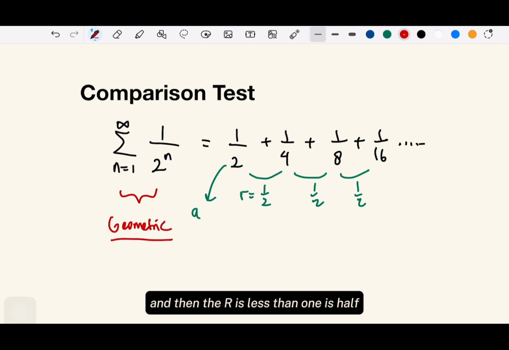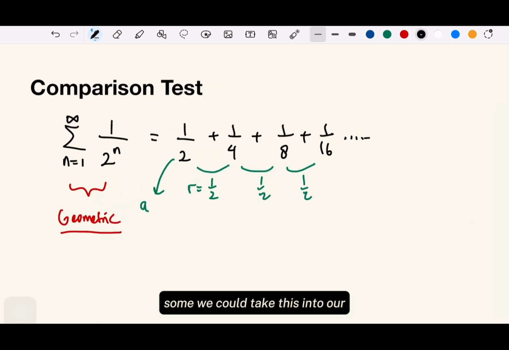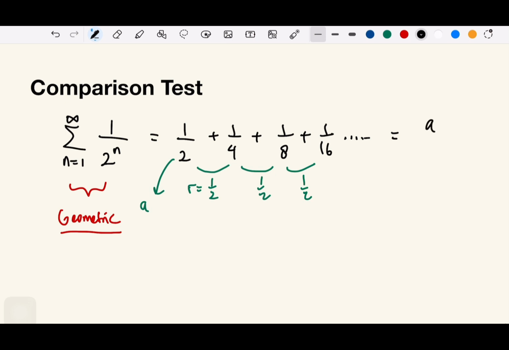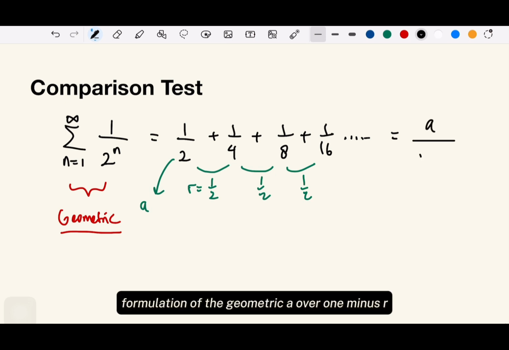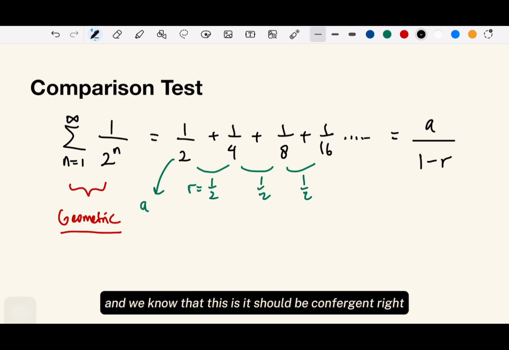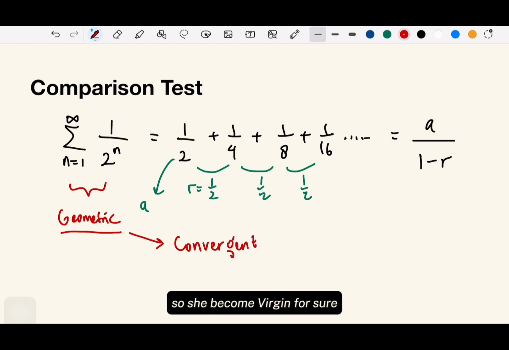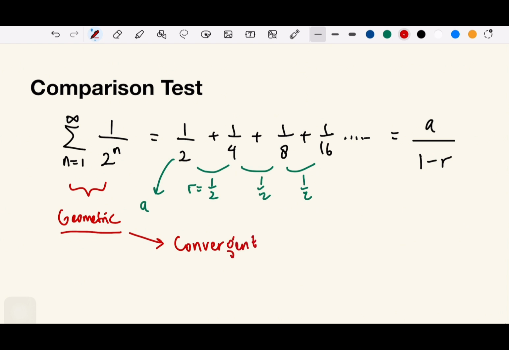And r is less than 1, it's half. So we also know that we could take this sum into our formulation of the geometric series, a over 1 minus r, which we can compute, and we know that it should be convergent for sure.